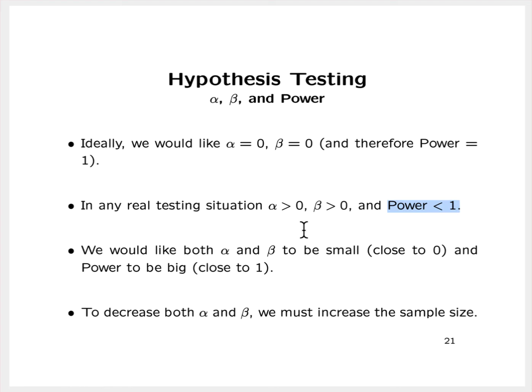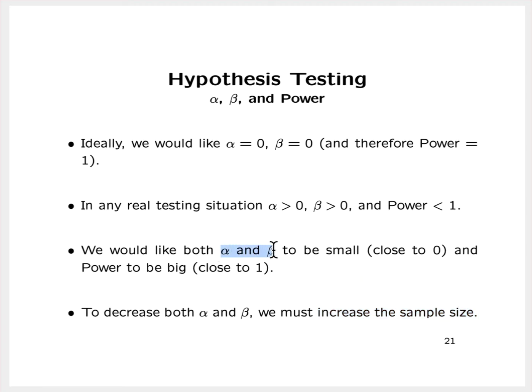Now, if possible, even though both alpha and beta will be greater than 0, if we could somehow manage it, we would like both alpha and beta to be small, in other words, close to 0, and power to be big or close to 1. But for a fixed sample size, this may not be possible. To make both alpha and beta small, we may need to increase the sample size.